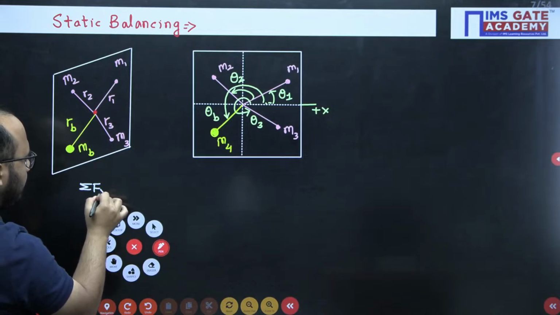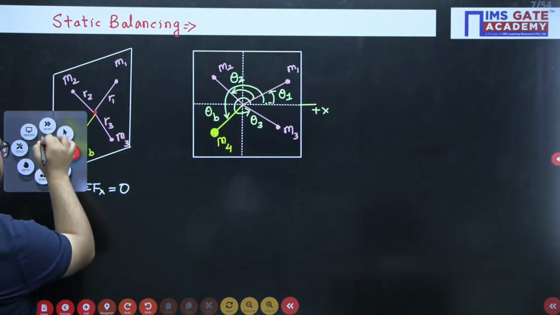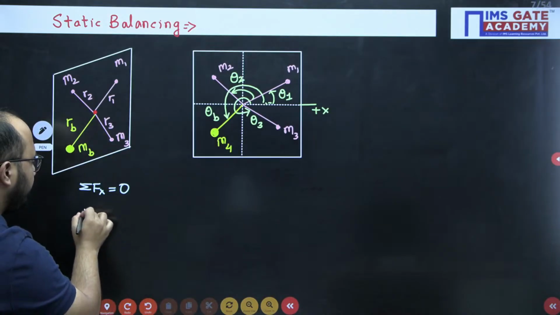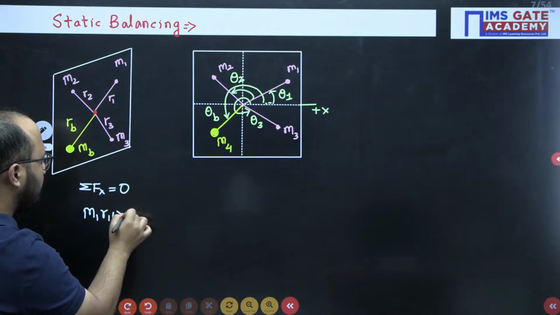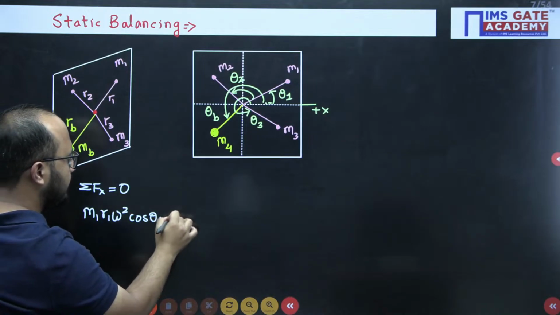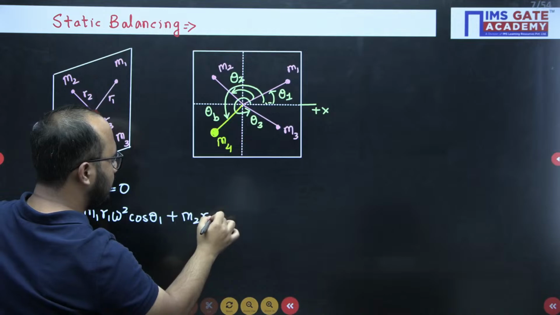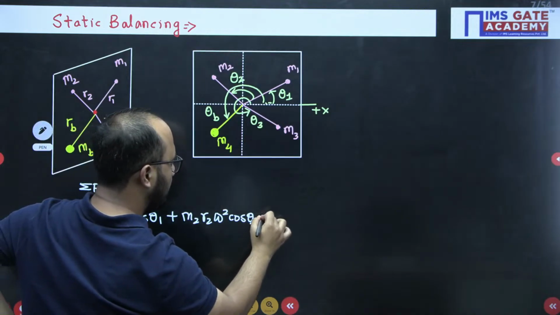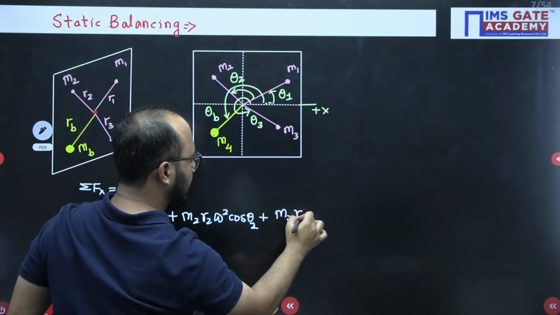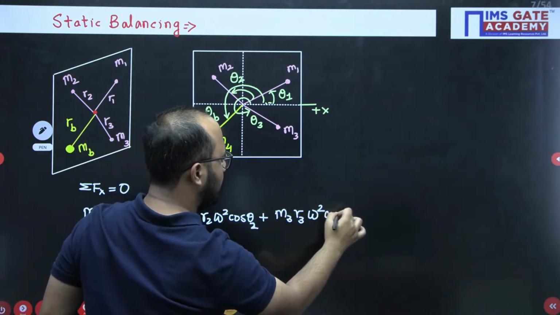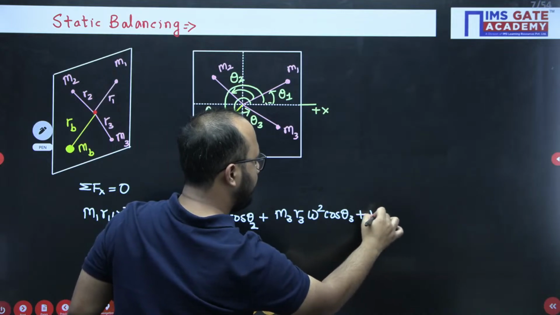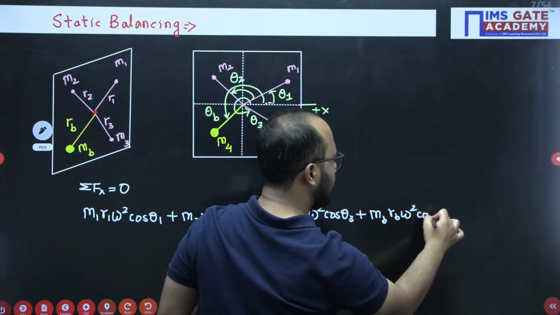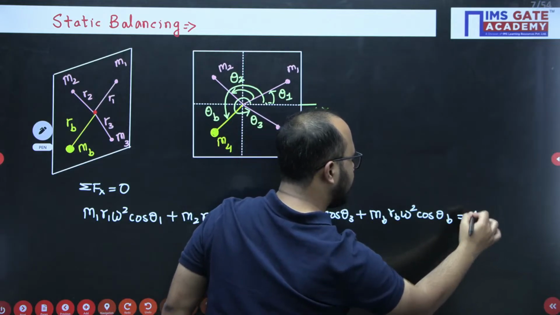Summation of forces along x direction is 0. So you will be taking the summation of the horizontal components of all the forces. How you will be taking? See, M1 R1 omega square cos theta 1, M2 R2 omega square cos theta 2, plus M3 R3 omega square cos theta 3, plus MB RB omega square cos theta B equals to 0. Like this you will be writing.